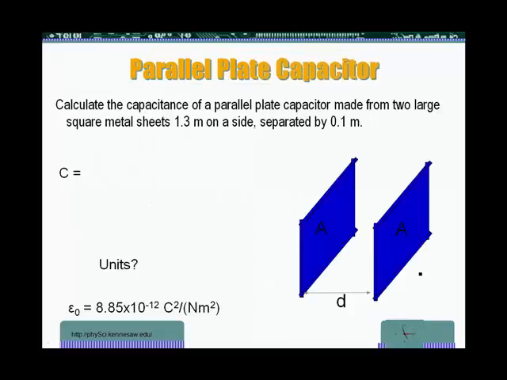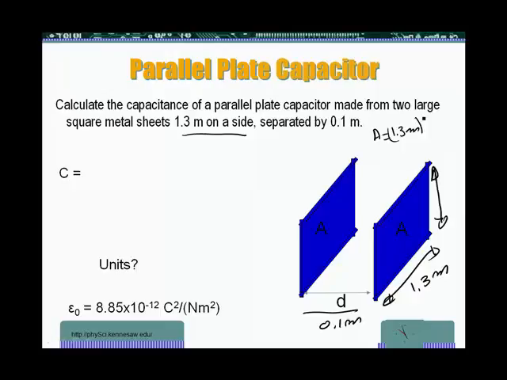Okay, let's check this other example. Calculate the capacitance of a parallel plate capacitor made from two large square metal sheets 1.3 meters on a side, separated by 0.1 meters. So this distance is 0.1 meters, and they are square metal sheets where this side is equal to this side, and they are equal 1.3 meters. Okay, so that gives me the area. Area should be 1.3 meter square.